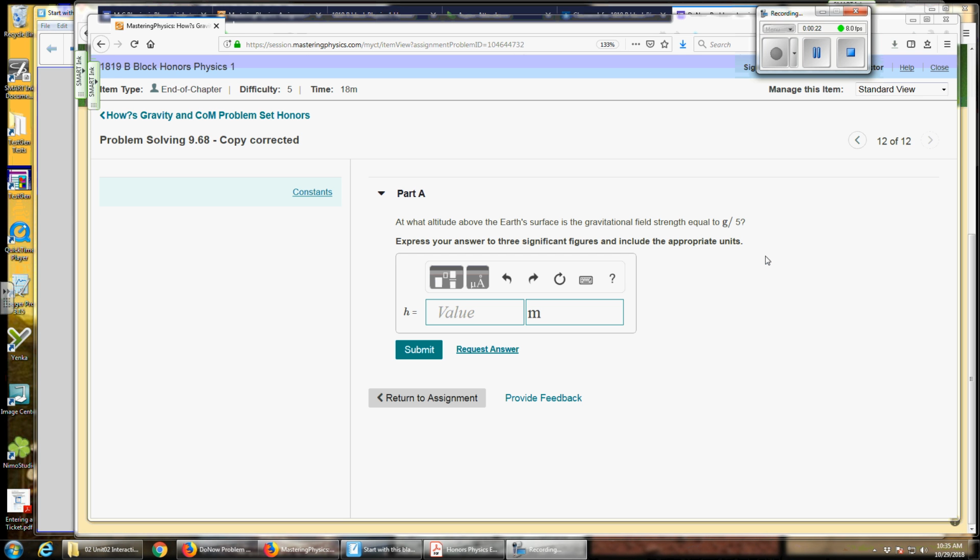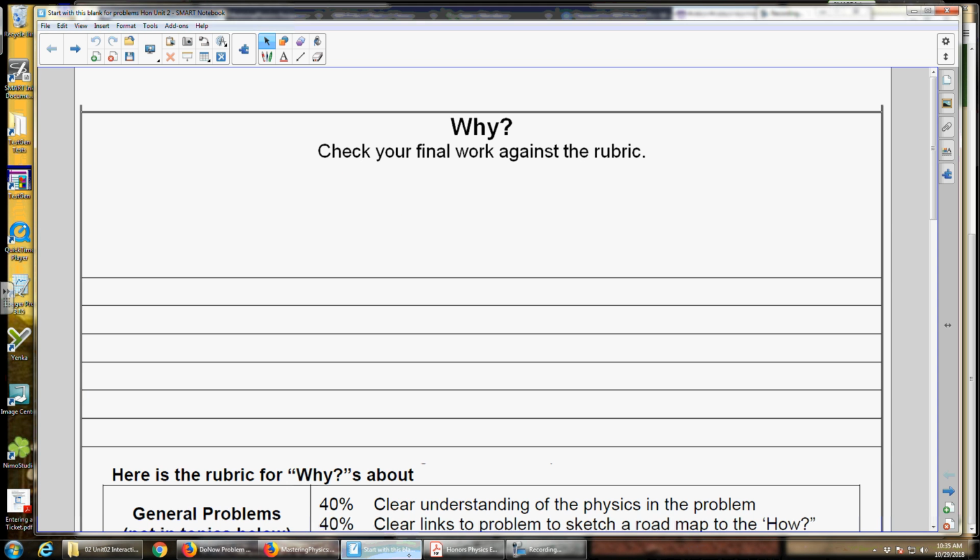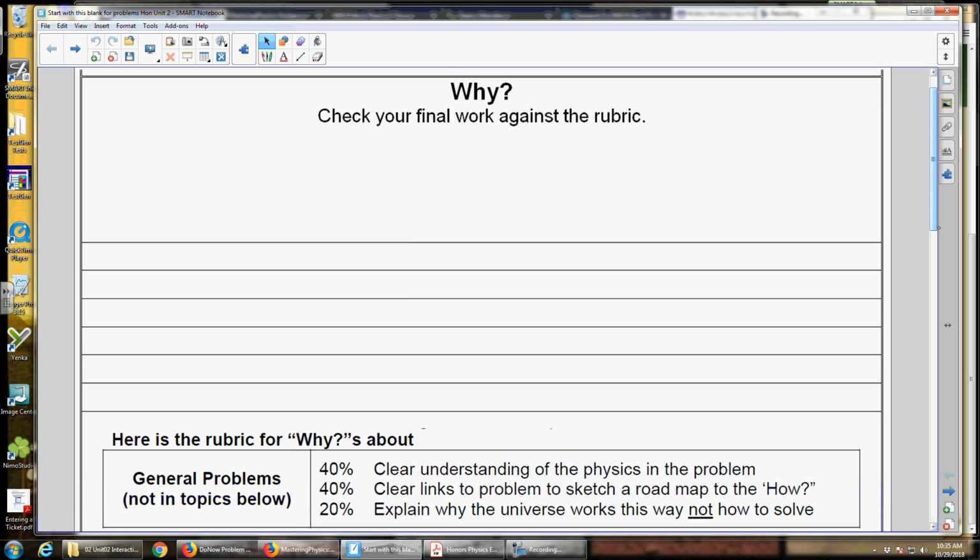All right. So it's a gravitational problem, so of course we're going to do a general Y. We can do a diagram, but all we really need in there is words, because remember the rubric for my general problems. So this is number 12.